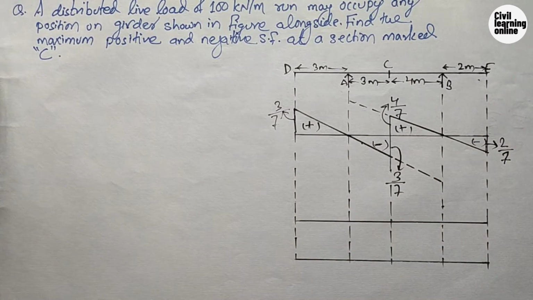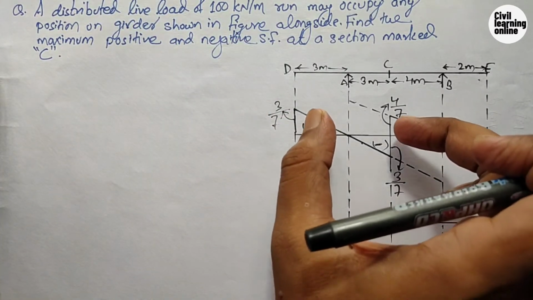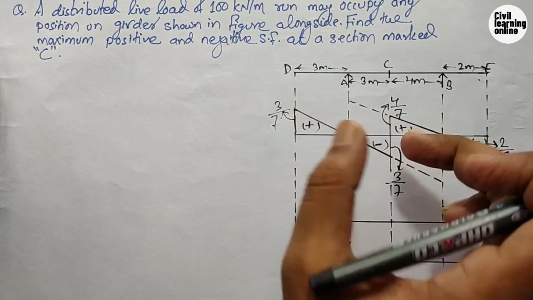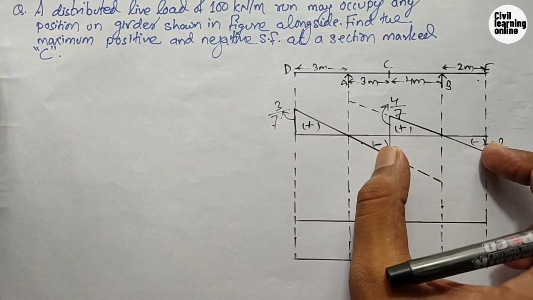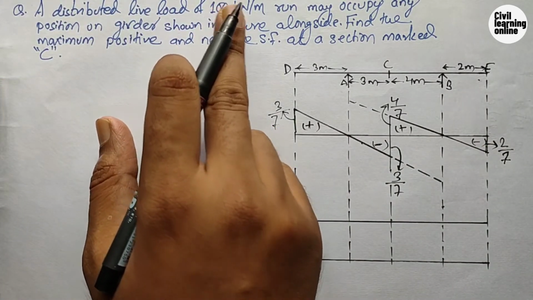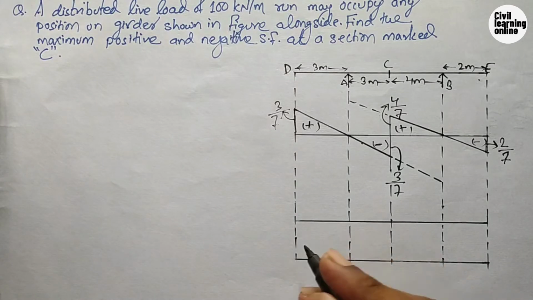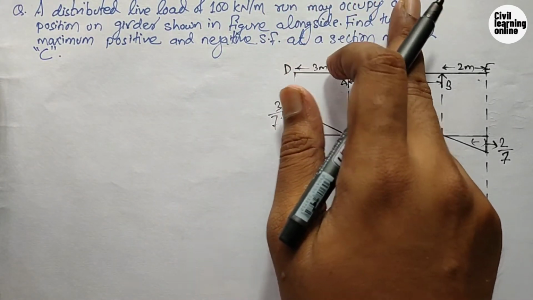Now we are asked to calculate the maximum positive and negative shear force. So for calculating the maximum positive shear force, we will consider these two triangles, and for calculating the negative shear force, we will consider these two triangles. Now the load is a UDL, which is 100 kN per meter load. Further it is written that the load can occupy any position.